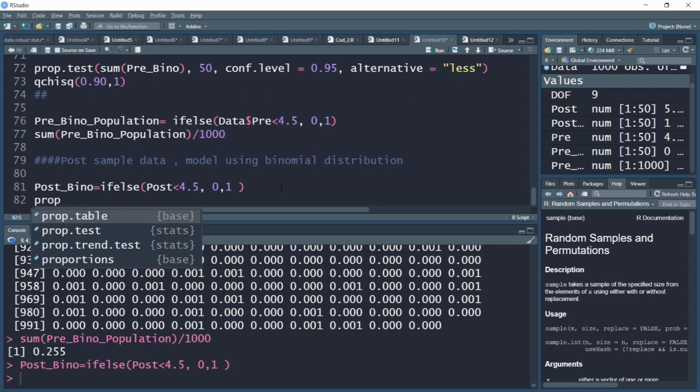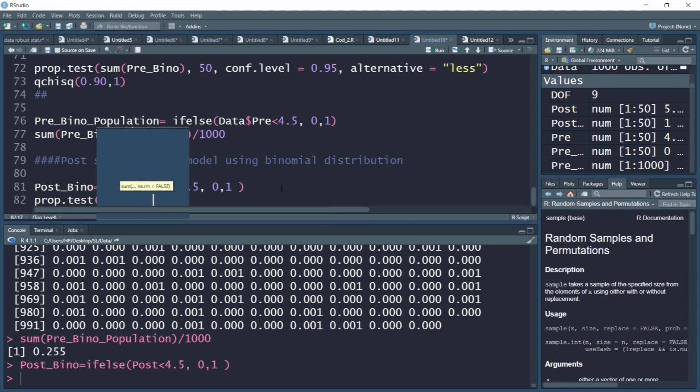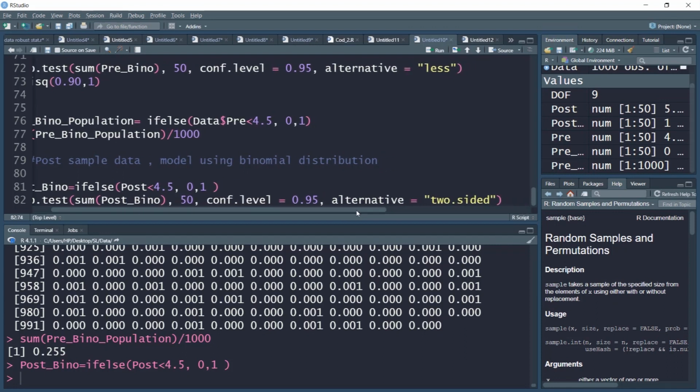Now we'll conduct our prop.test and we'll supply the argument sum of post bino, which is those individuals with a score of 1. Summation will be the sum of all those ones and sample size 50. We'll provide the confidence level as 95%, same as earlier, and we'll provide our alternative hypothesis, which is two-sided. That means the null is that the probability of 0 or 1 is equal to 50%, and whether it is more or less will be our alternate hypothesis.